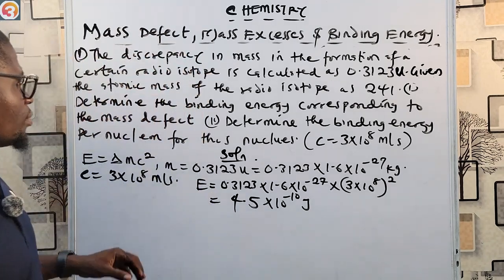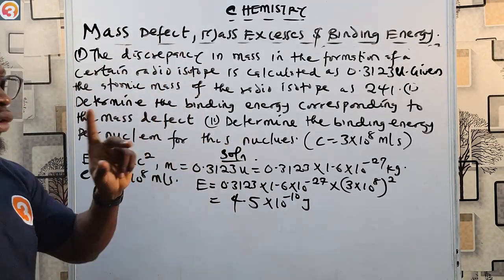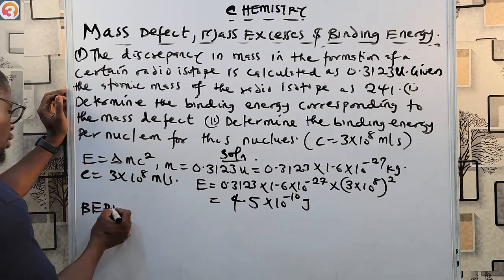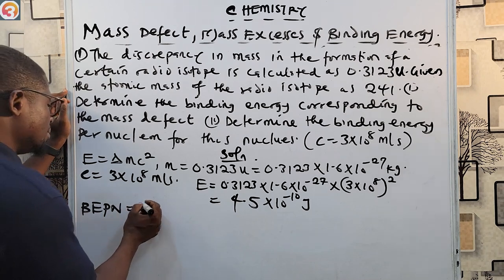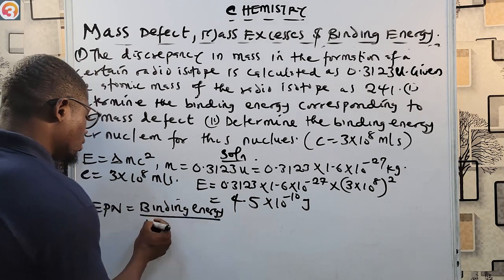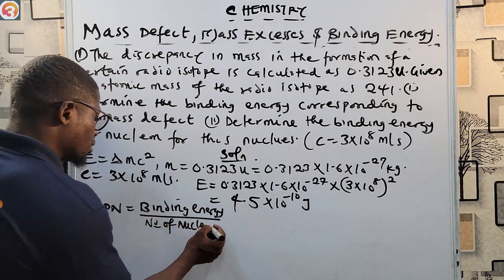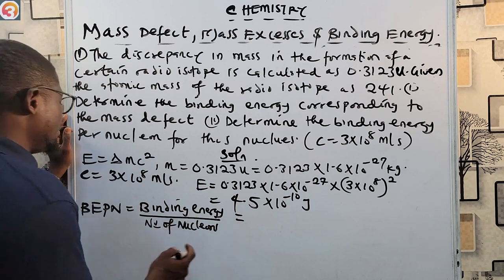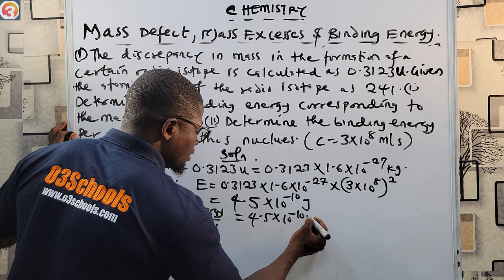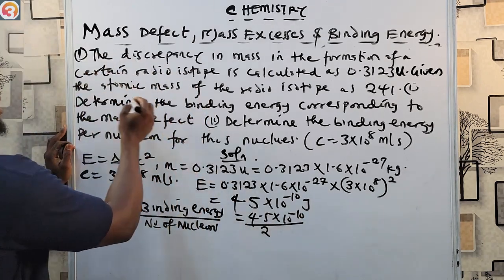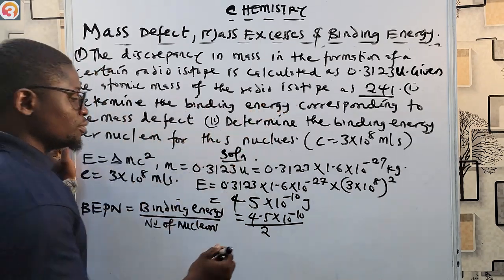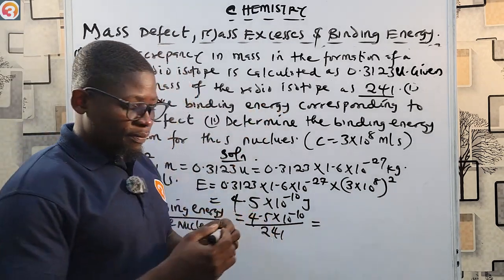Now they say determine the binding energy per nucleon for this nucleus. I will know that BEPN, which is binding energy per nucleon, is the binding energy divided by the number of nucleons. So our binding energy per nucleon will be 4.5 times 10 to the power minus 10 all over 241. We're given the mass. They say the atomic mass of the radioisotope is 241.